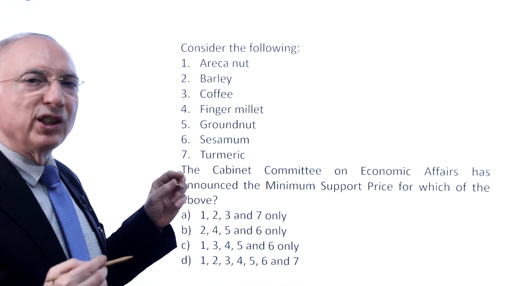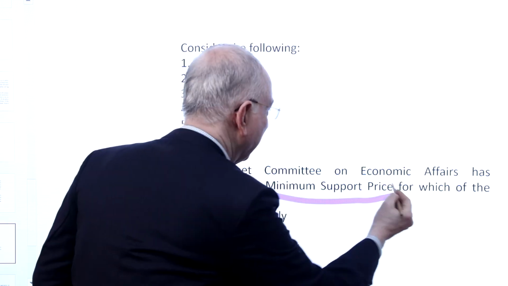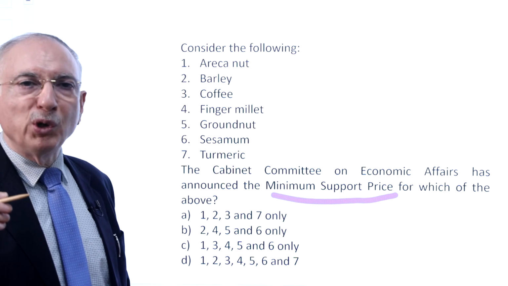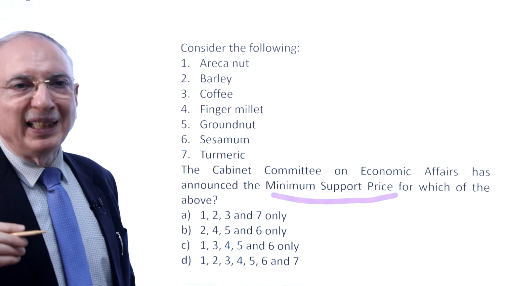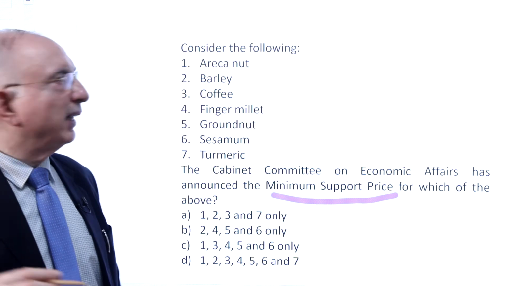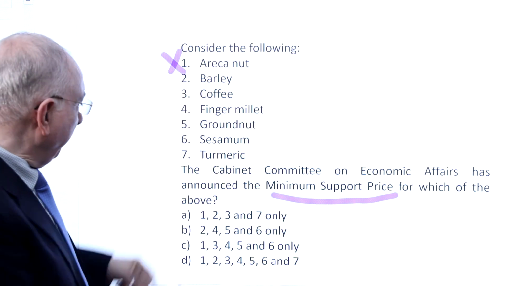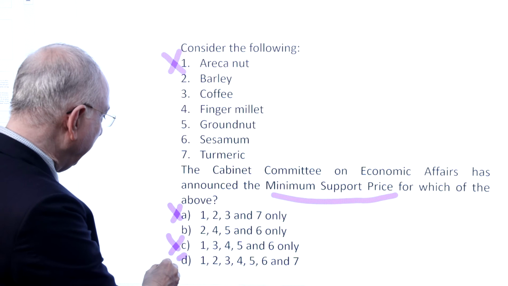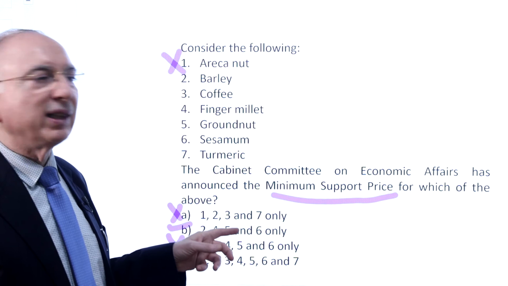In essence, this question revolves around which are the crops for which MSP is fixed. Let us look at this. There are in fact 23 crops, including fair and remunerative price of sugarcane, on the basis of the recommendation of the CACP. The mandated crops under the terms of reference of the CACP do not include areca nut. So this is to be eliminated. This question is very interesting. If 1 is eliminated, option A is eliminated, C is eliminated, and D is also eliminated. We are left with option B. Therefore, option B is the correct answer.